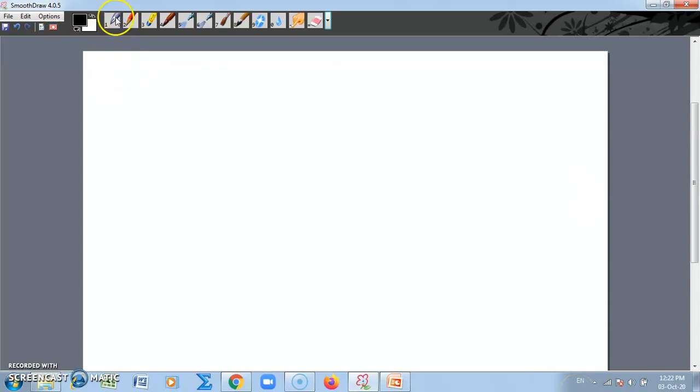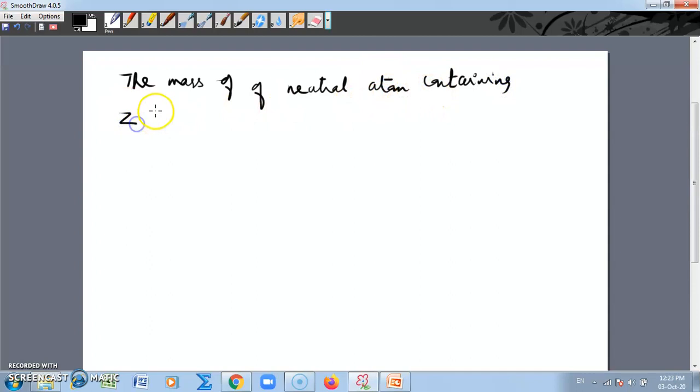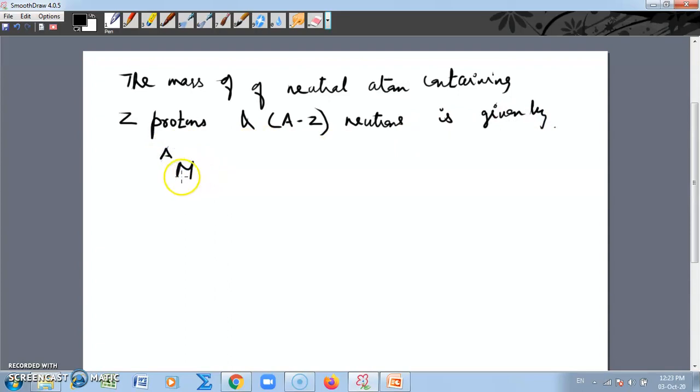So collecting all the terms of the semi-empirical mass formula together, we find that the mass of a neutral atom containing Z protons and A minus Z neutrons is given by this formula.